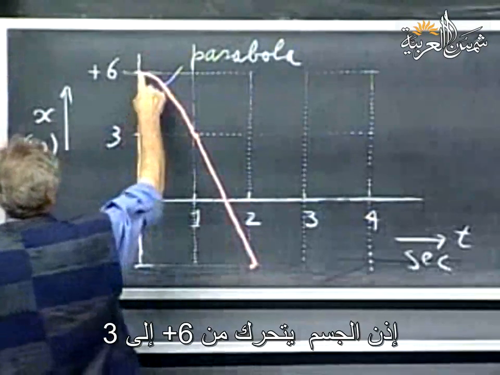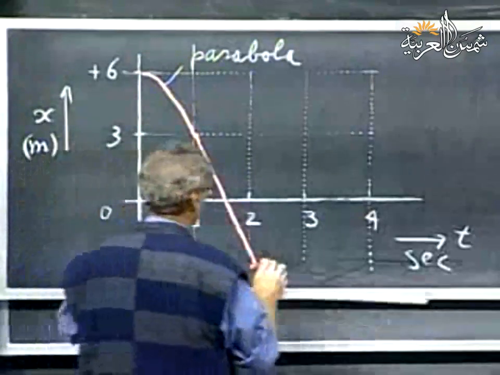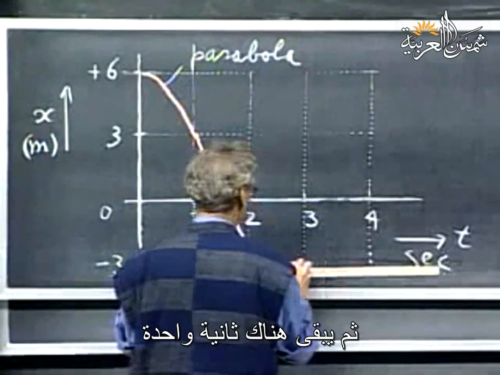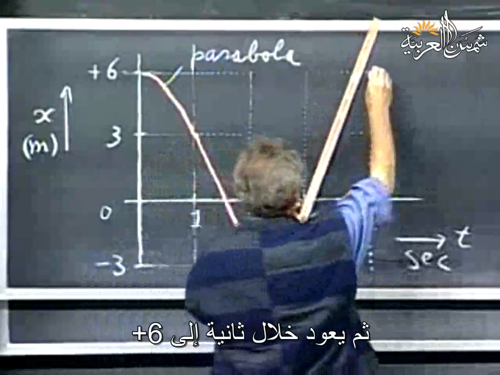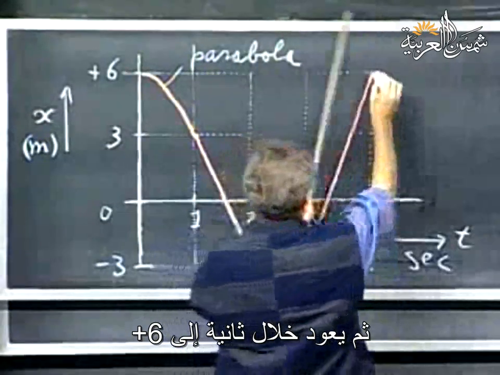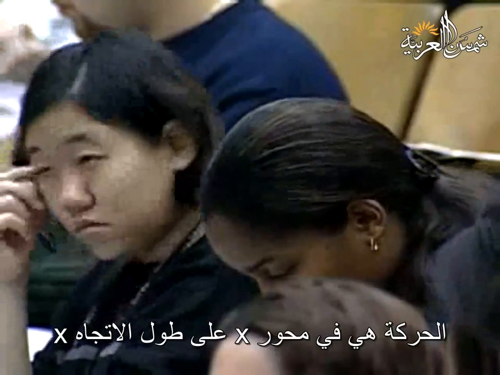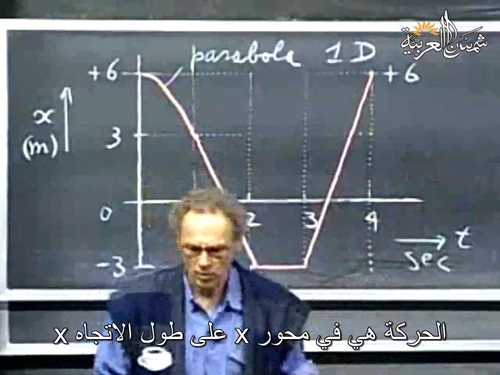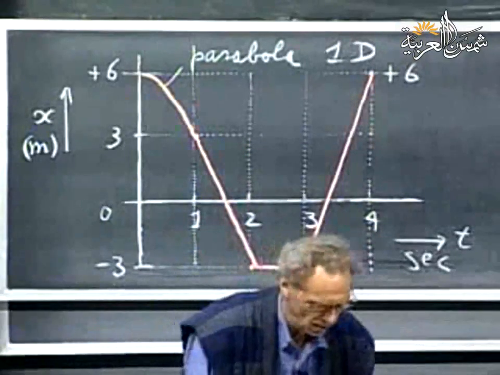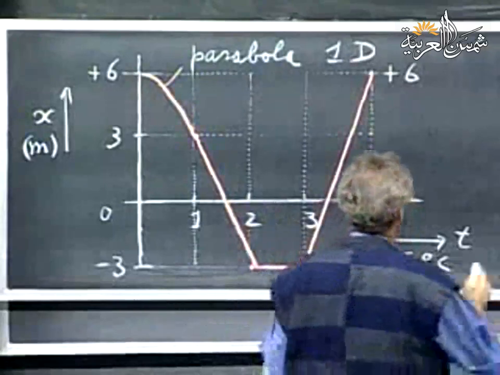So the object goes from +6 to 3, then it goes to -3, then it stays there for 1 second, and then it goes back in 1 second to +6. It's a one-dimensional problem. The motion is only in the x-axis, along the x direction. So let's analyze all these different seconds that occur.